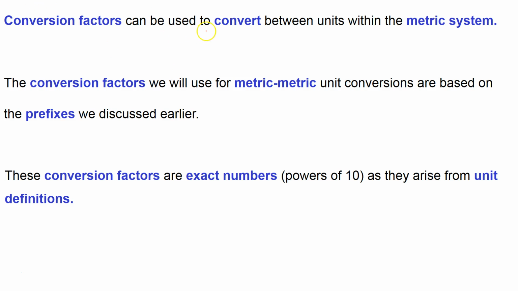So conversion factors can be used to convert between units within the metric system. And when we are doing this, the conversion factors will be based on those prefixes that we discussed earlier. You don't need to know all of them, only the 6 that I mentioned. If you ever need to use anything beyond those 6, you're allowed to look it up in a table. The conversion factors for metric to metric conversions are exact numbers. They'll be powers of 10.